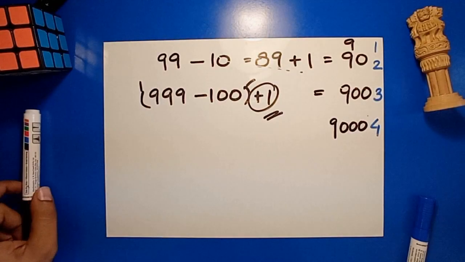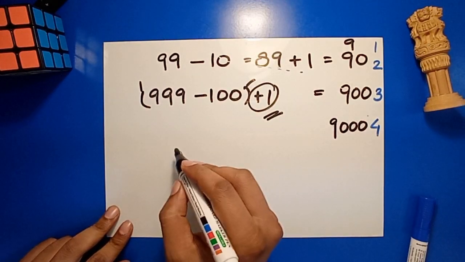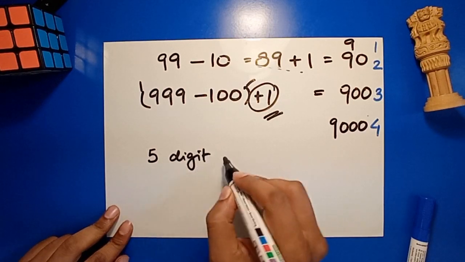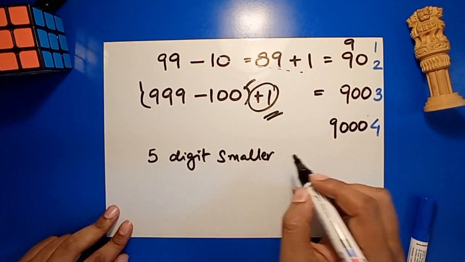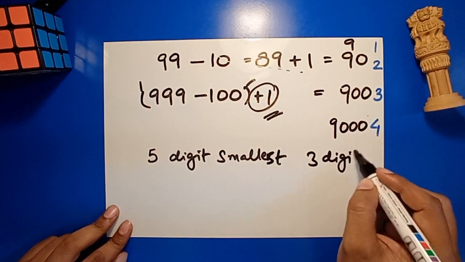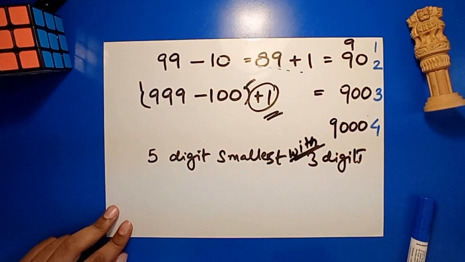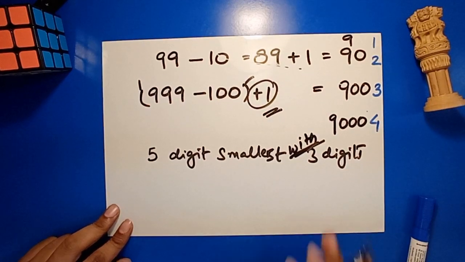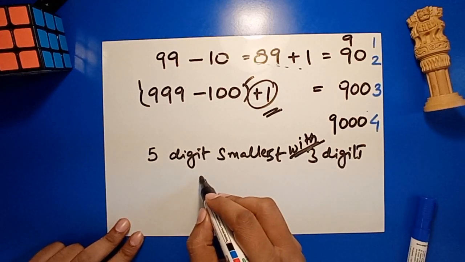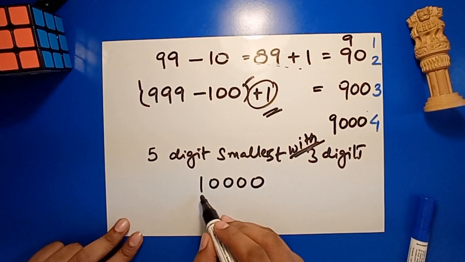Now let's solve some problems. What do you think is the smallest 5-digit number which has at least 3 digits? Okay, so this is a problem. So let's start. What is the smallest 5-digit number? We know that, right? 10,000. It has to start with 1.